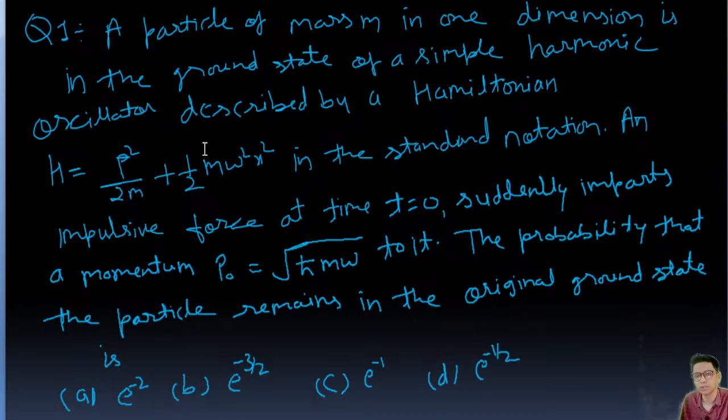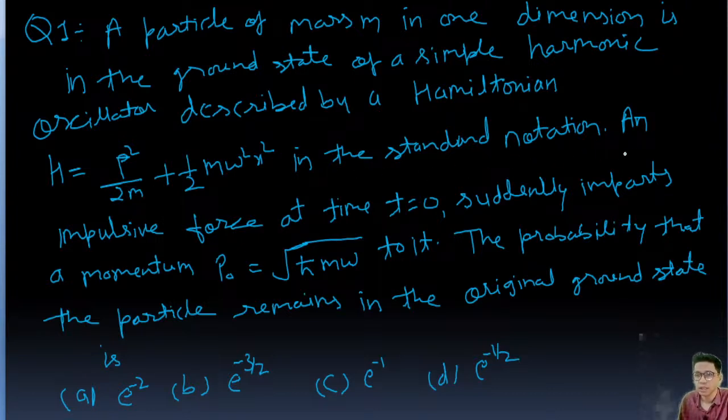Okay, so this is the question. A very good question, guys. I'll explain the question first, and after that I will solve it. The question is, a particle of mass m in one dimension is in the ground state of a simple harmonic oscillator described by the Hamiltonian H equal to p square upon 2m plus half m omega square x square. So a particle which is in one dimension is in the ground state of a simple harmonic oscillator, and whose Hamiltonian is given.